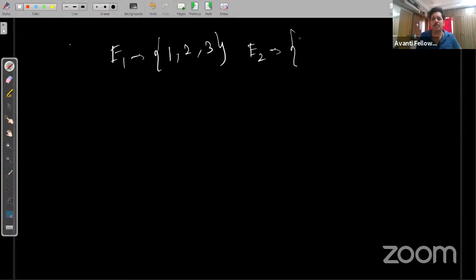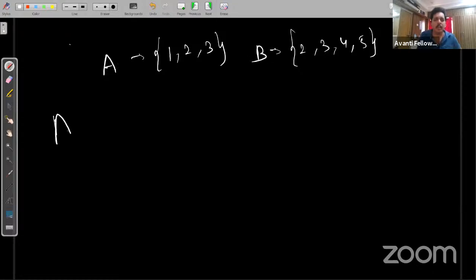Guys, if E1 is equal to {1, 2, 3} and E2 is equal to {2, 3, 4, 5}, so A or, sorry, A or B. I want to take A and B, guys, for the notation: event A and event B.